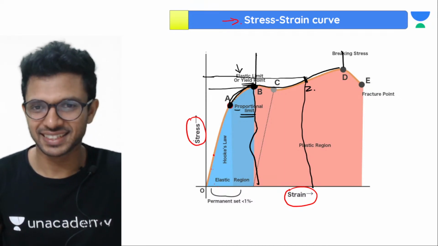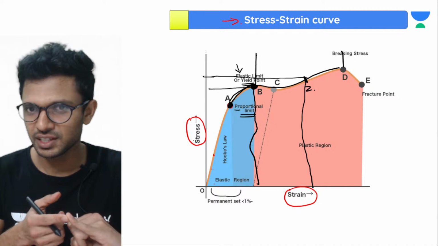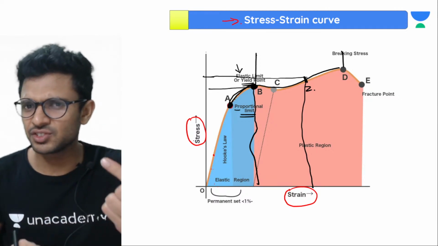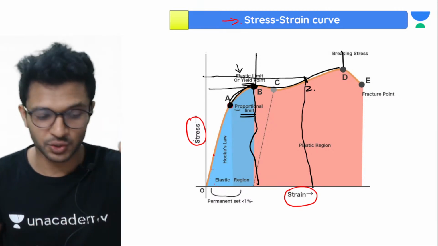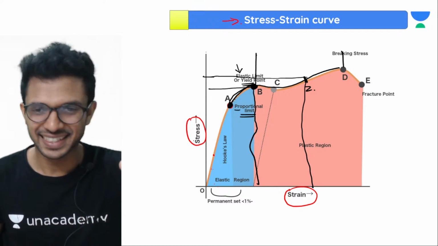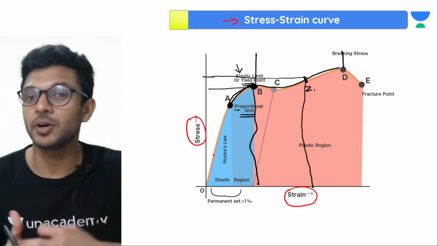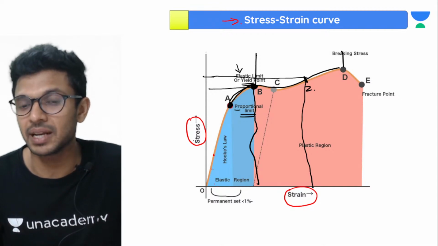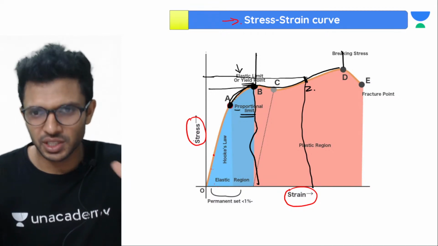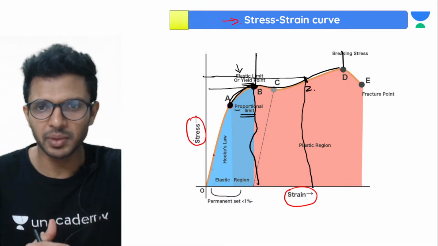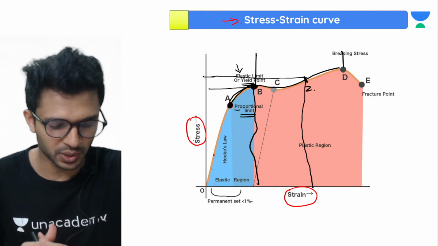Done? Okay, B to D is a plastic region, right? The increase in stress is less compared to the increase in strain. Second point, the body will be attaining a permanent set there because it is a plastic region. Clear? So these are the important points that you have to keep in mind regarding the region of B to D.